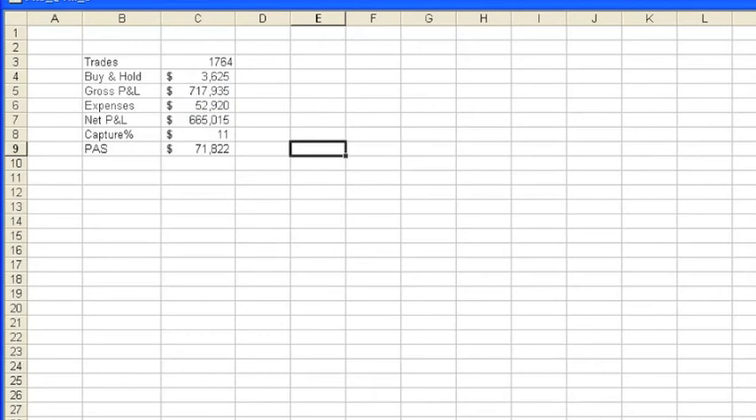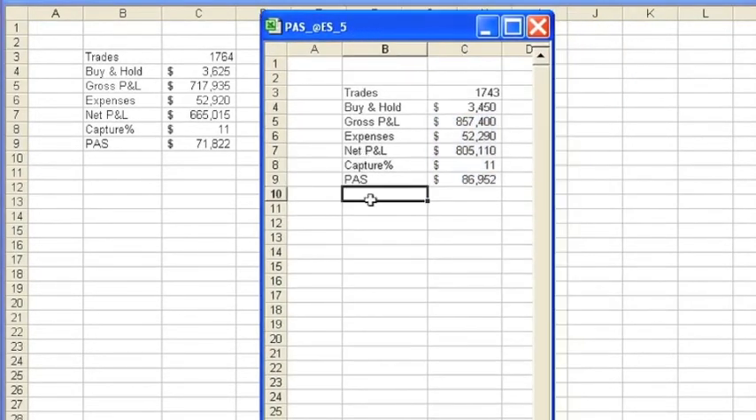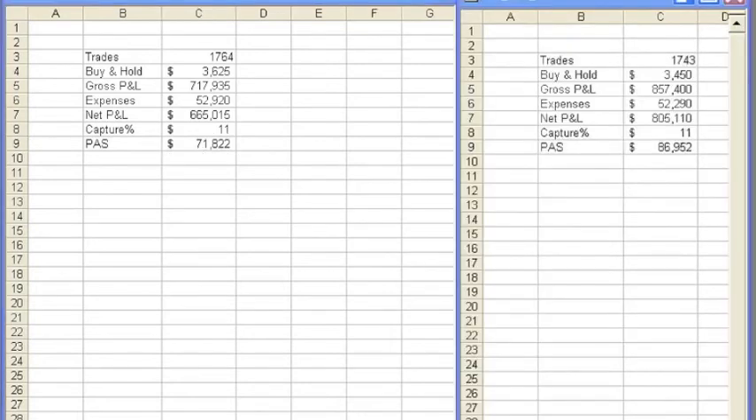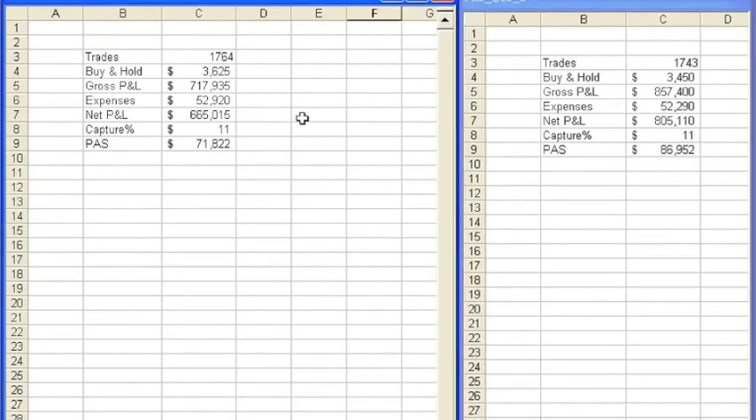All right, let me bring up the other one. I think you can already get an idea which one's better. Okay, here's the ES. So we can see ES has 86,000, roughly 87,000, and YM only has 71 or 72,000. There, made that a little clearer. So what does this tell us?